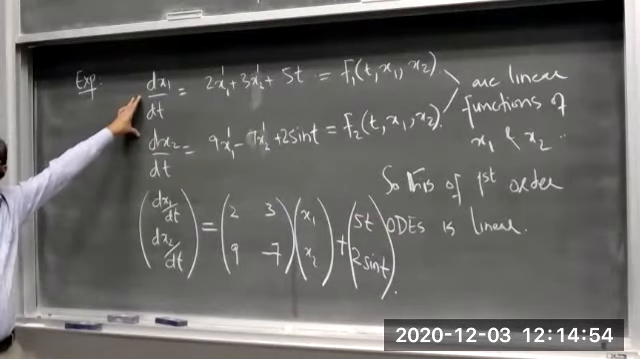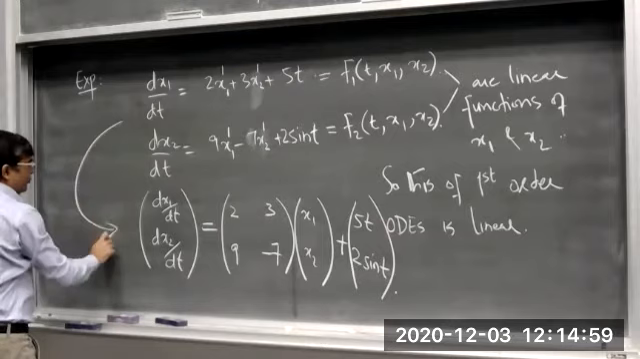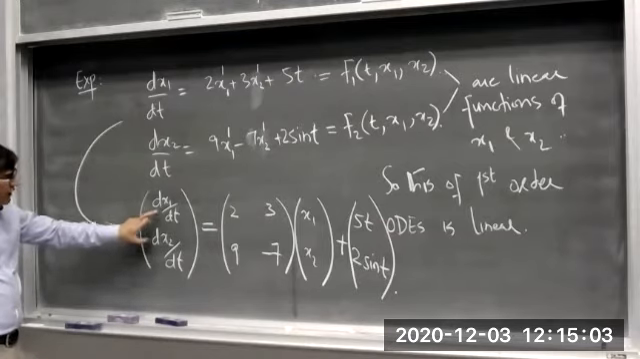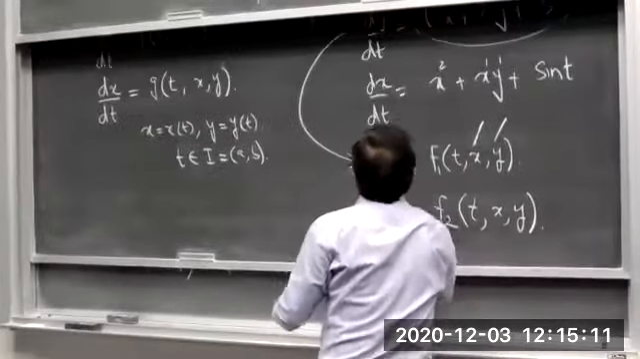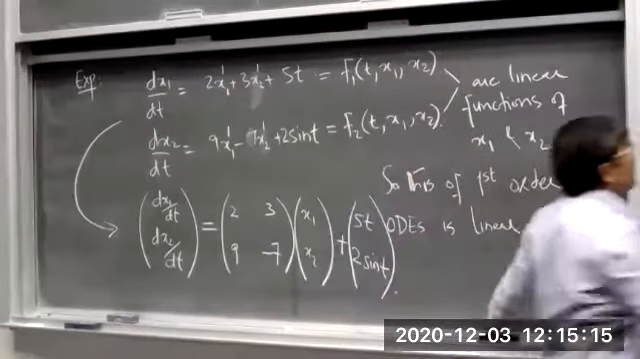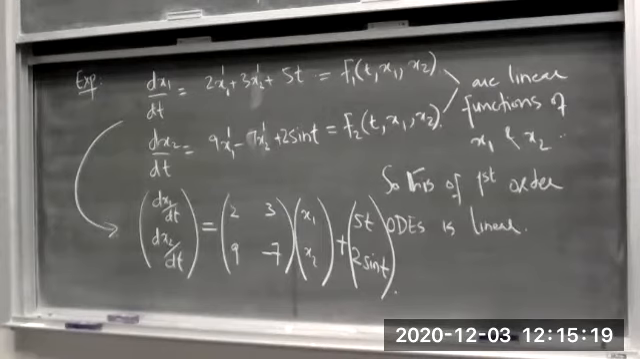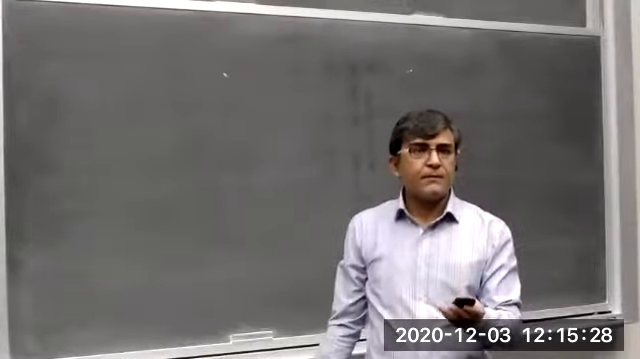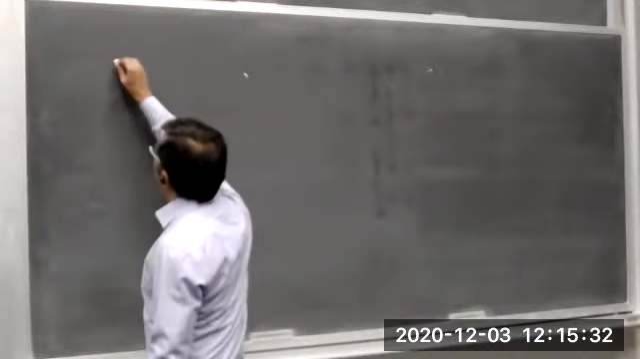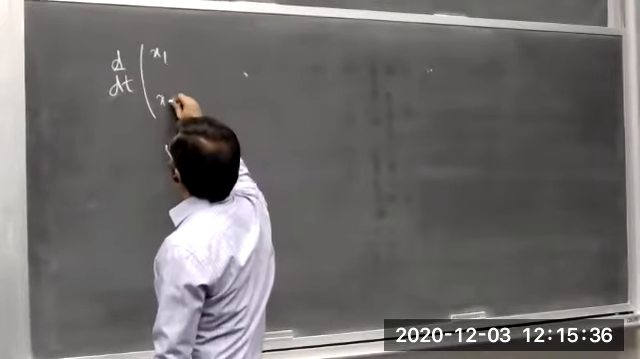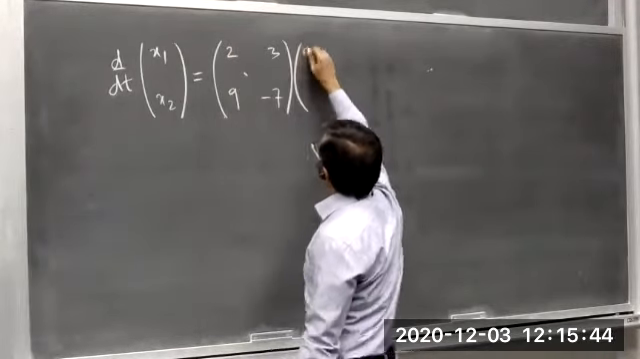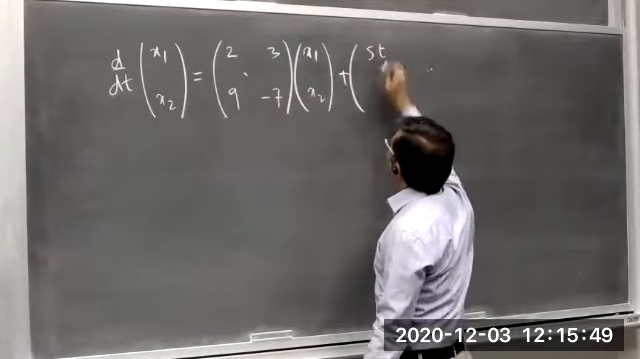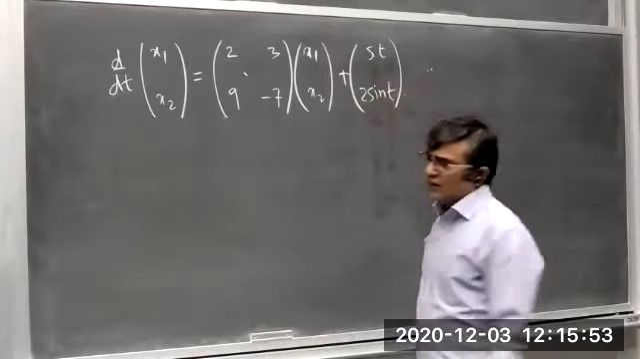So every linear system, which is linear in the dependent variables, can be written in matrix form. Furthermore, let's go to the other board. Now that system can further be written as d by dt of x1, x2 is equal to the same 2, 3, 9, -7 times x1, x2 plus 5t and 2 sine t.